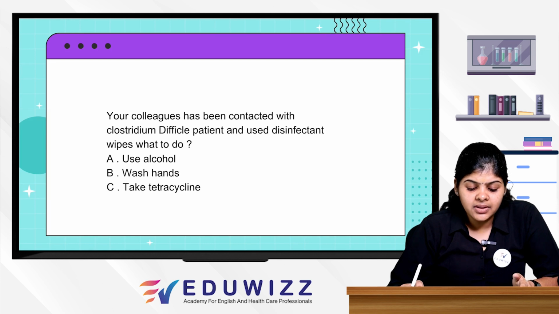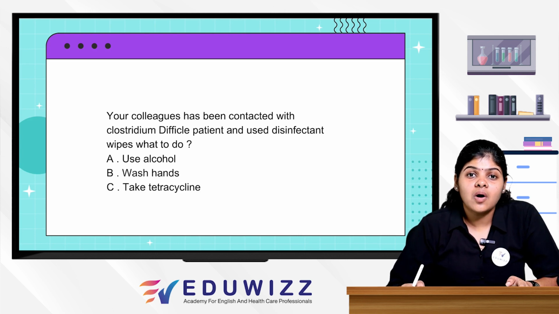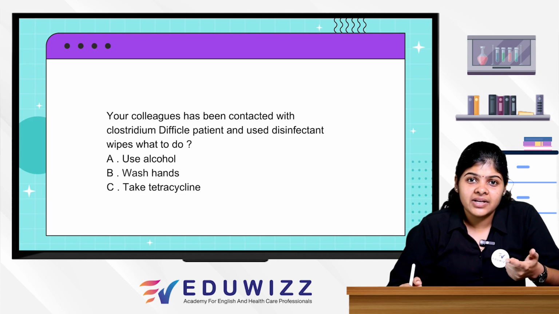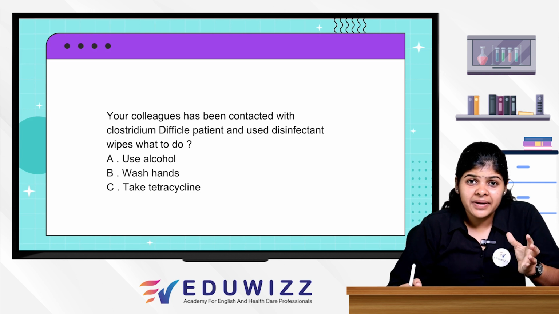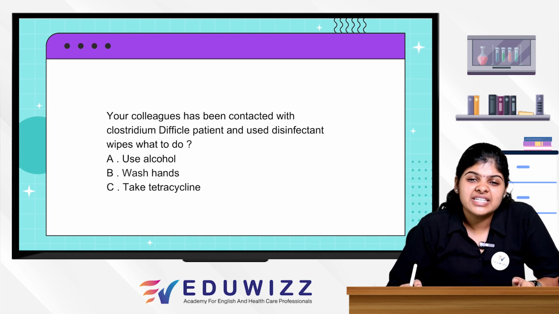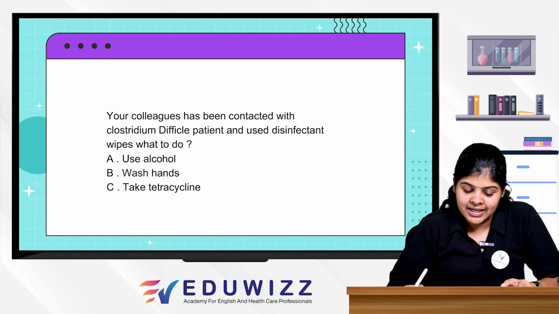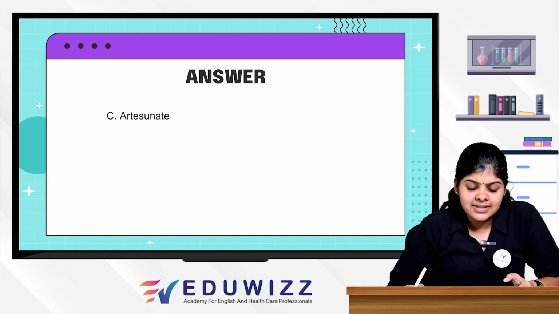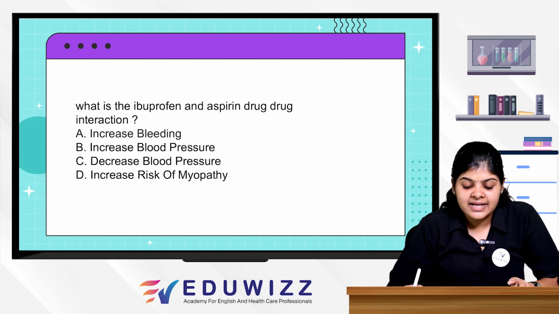Next question: your colleague has been in contact with a Clostridium difficile patient and used disinfectant wipes. What to do? Clostridium difficile is a bacterium that is present in our colon. When it comes into the intestine or other parts, it causes infection. So we need to maintain personal hygiene first. From the given options, we can select wash hands. And our answer is wash hands.